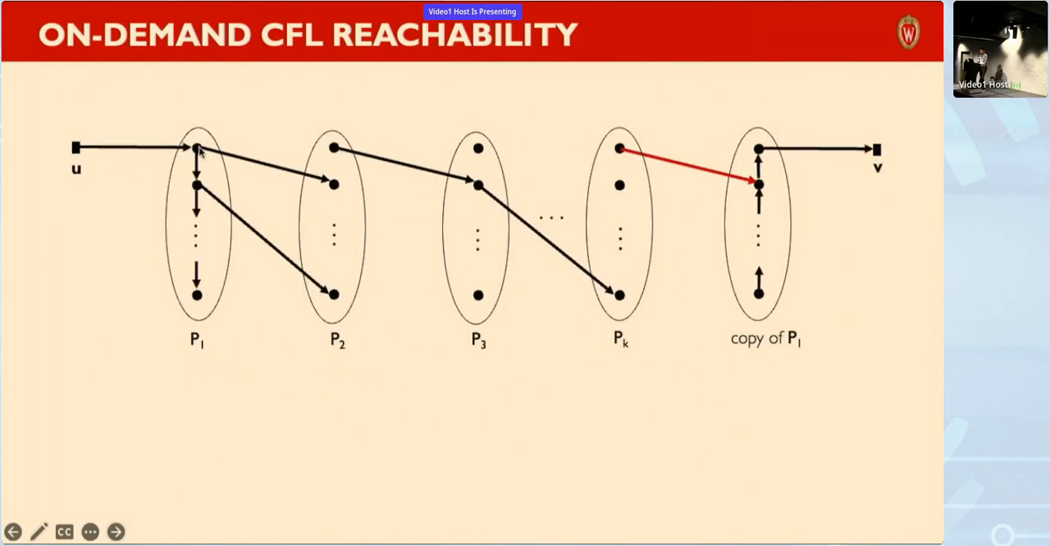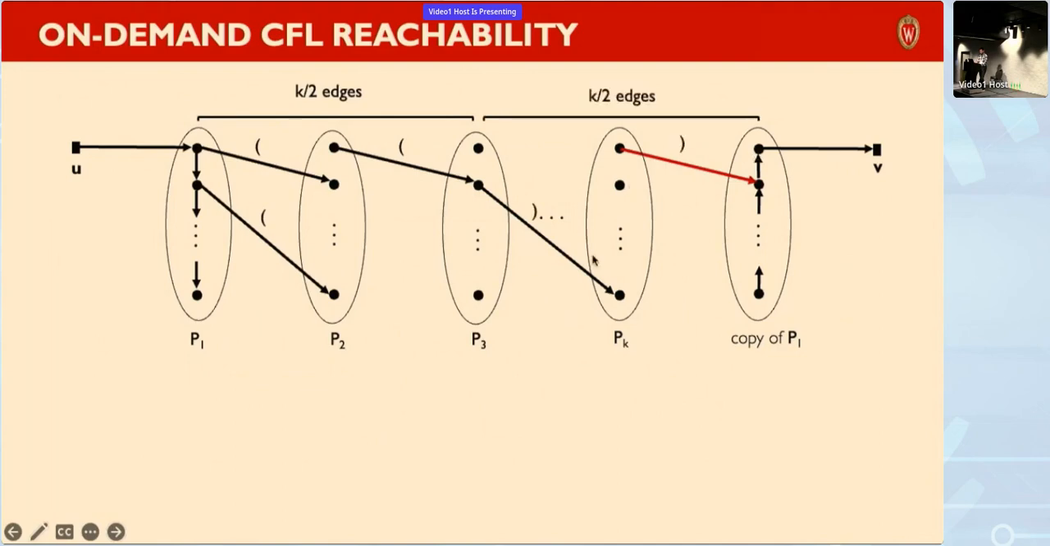Then we add the following edges. There is an edge added from U to the first vertex in P1, and from V to the first vertex in the copy of P1. For the first k over 2 edges, we add an open bracket. For the last k over 2 edges, we add a closed bracket. So we are trying to balance these because we'll form a Dyck word.